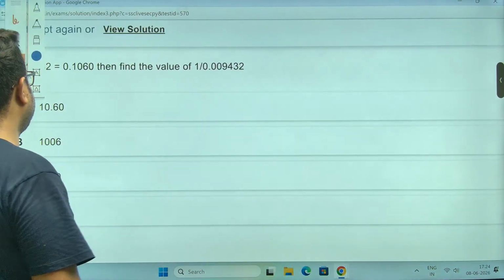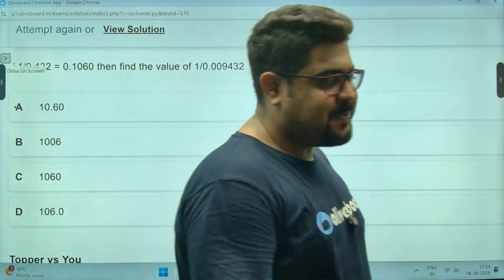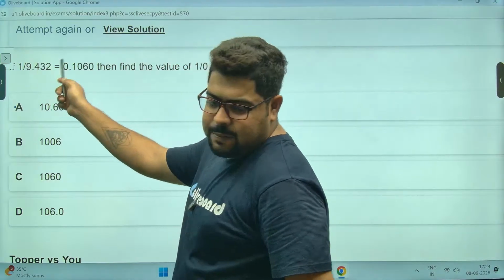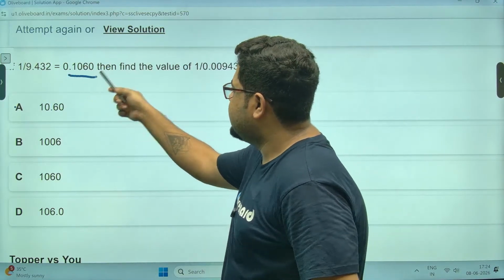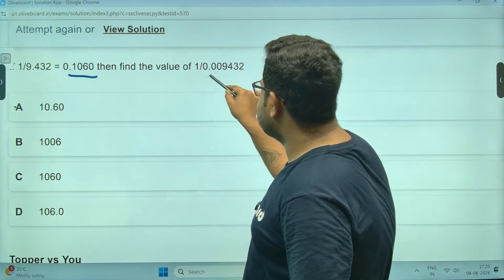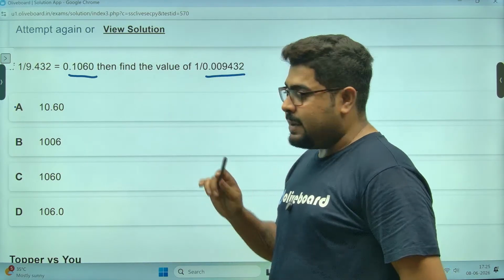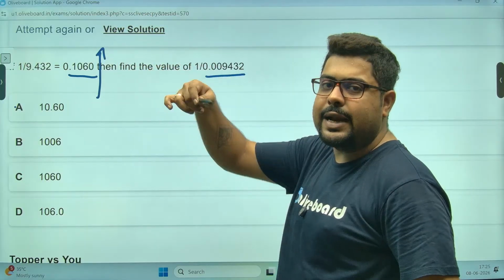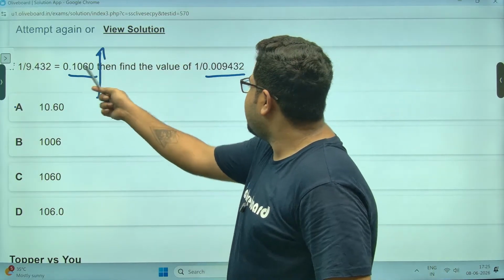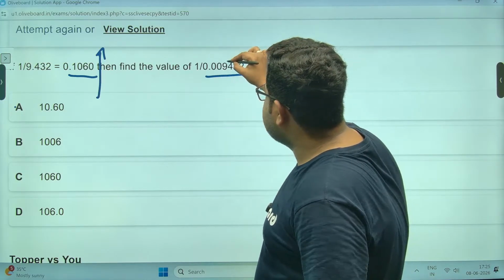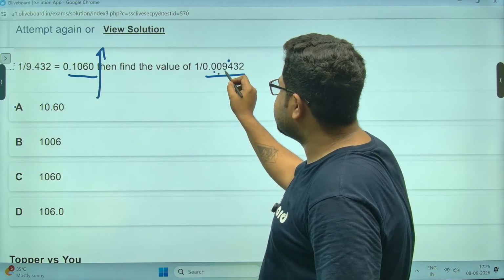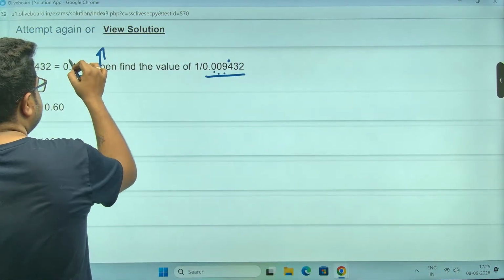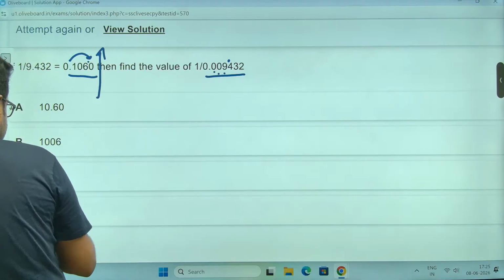Again, this type was asked in 2022 mains, you know. Acha, again, the easiest type. 1 by 9.432 is given. Now please understand, this number is smaller than 9.432, meaning my answer will be greater than this. My answer will be some number into 10 to the power something. From here and here, I can see the decimal sign has shifted 3 places. So multiply by 10 to the power 3. 106.0 will be the answer.